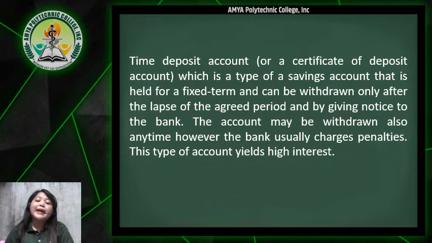When you say time deposit account or certificate of deposit account, this is a type of savings account that is held for a fixed term and can be withdrawn only after the lapse of the agreed period and by giving notice to the bank. The account may be withdrawn anytime; however, the bank usually charges penalties. This type of account yields high interest.